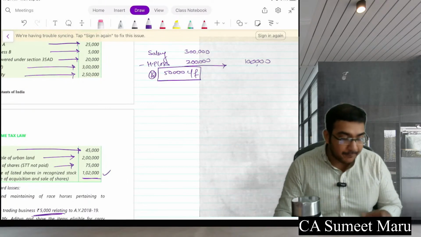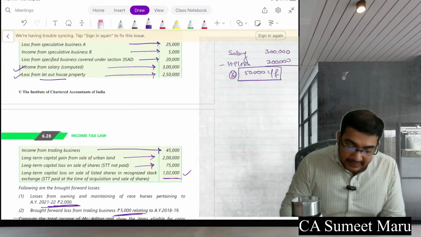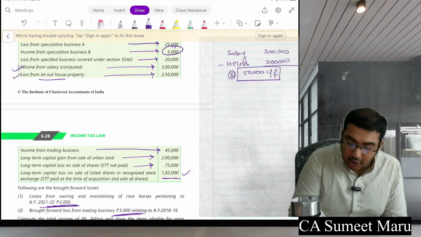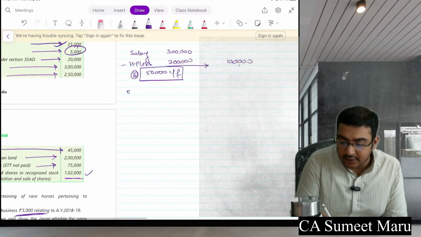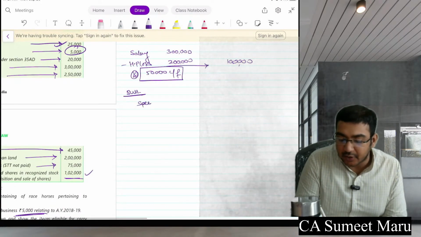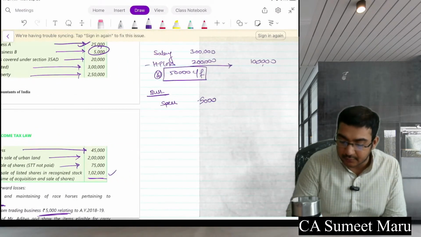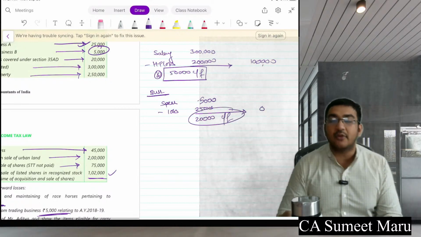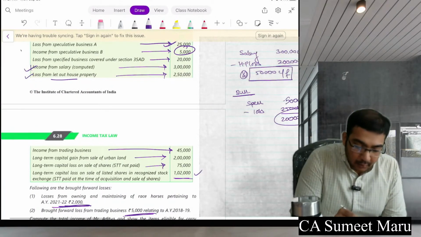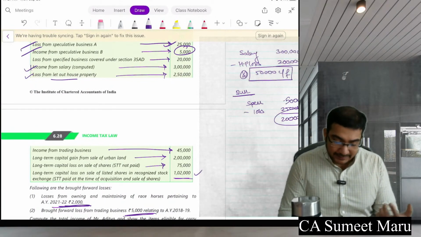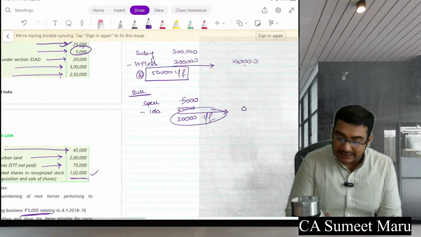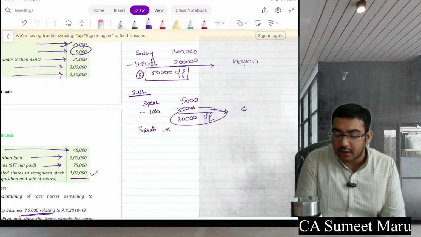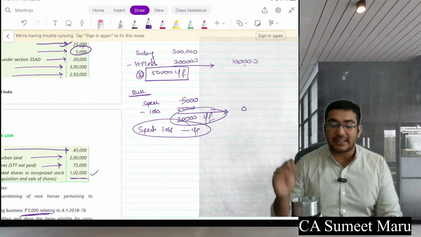Thereafter, there is income from speculative business of 5,000 and loss of 25,000. So speculative gain of 5,000 we have, and loss of 25,000. So again, outside would be 0, and 20,000 would be carried forward. Write it down separately. Further, loss from specified business. But is there any specified business profit? No. So this specified business loss will be carried forward as it is. Write this down also separately at the end.